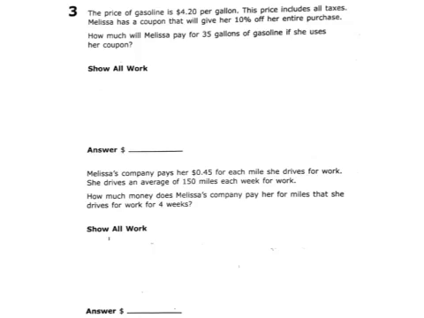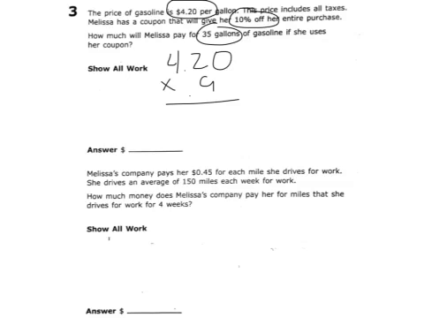So we've got a few different figures here we've got to take a look at. We've got $4.20 per gallon. We've got 10% off, and we've got 35 gallons. So we just got to do a little bit of voodoo here. We've got $4.20 per gallon times, I'm going to do it times 0.9. The reason I'm doing it times 0.9, I'm doing the 10% off right now.